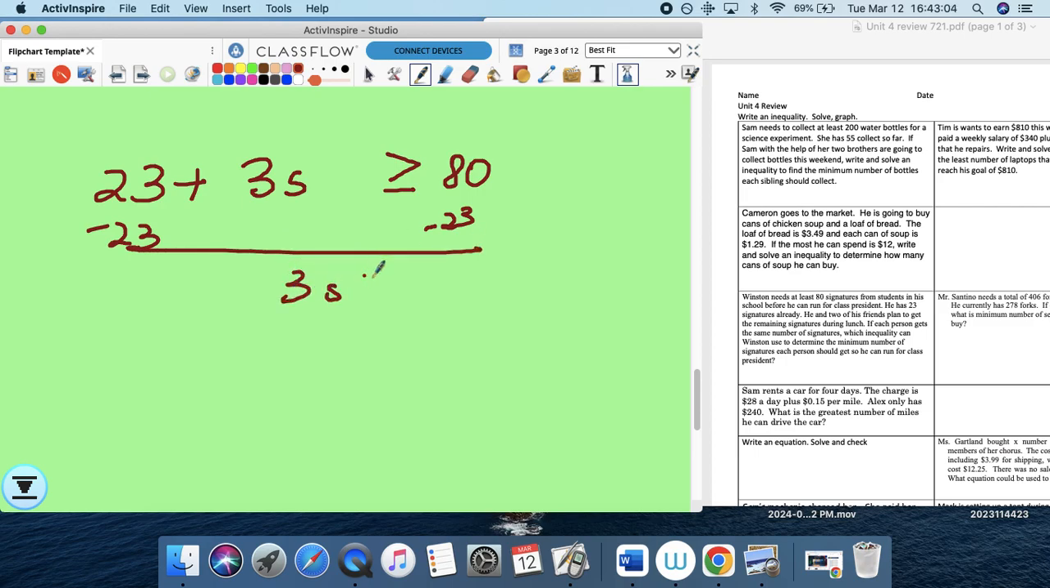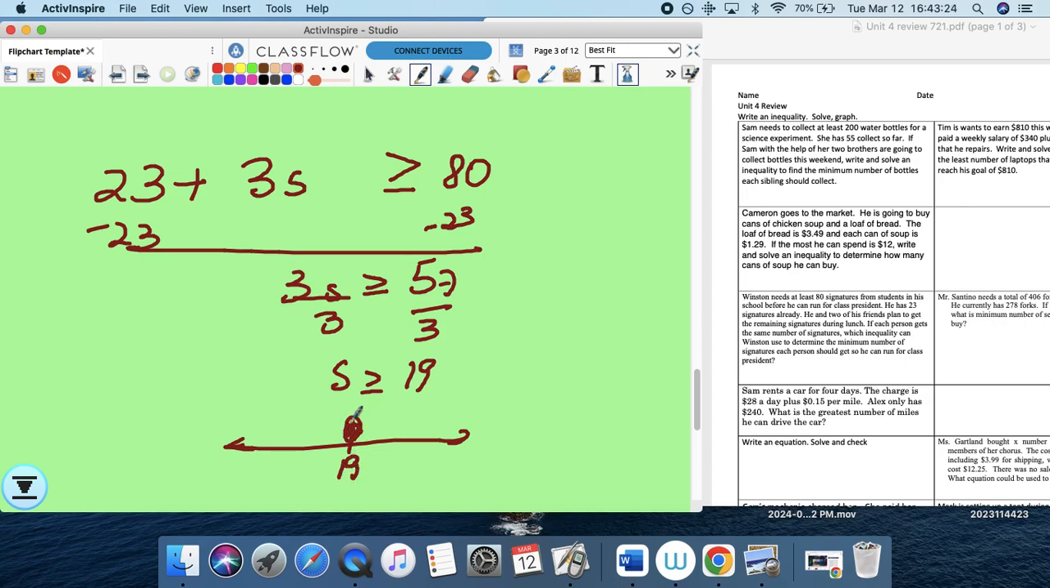3s is greater than or equal to 57. I'm going to divide this by 3. So the number of signatures each person needs to get, divided by 3, well, this one works out nicely: 19. Here is my graph. So you need the graph. All right, so 19 and above, they meet their quota.